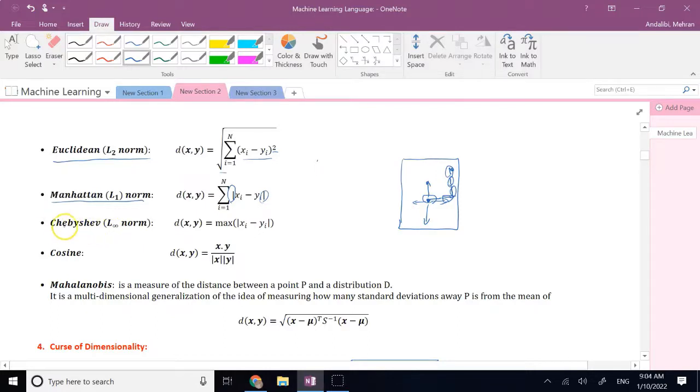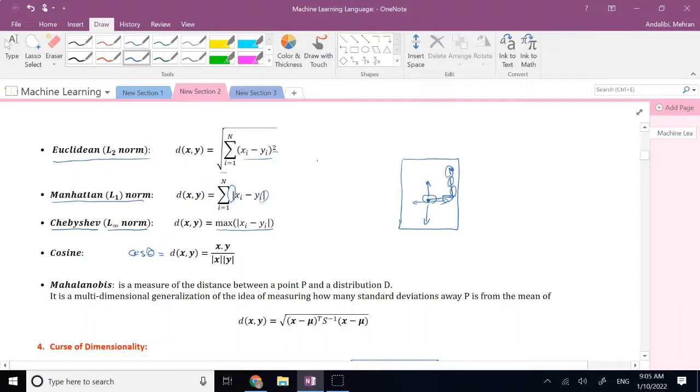Then we have the Chebyshev, or you might also call it L infinity norm. Here, instead of taking all of these individual absolute values and adding them together, all you do is look at the maximum of them. The maximum absolute value of differences between x and y, that is called the L infinity norm. You also have the cosine of the angle between two vectors, where you dot product two vectors and divide by the product of the magnitudes. This is the cosine of the angle between them.